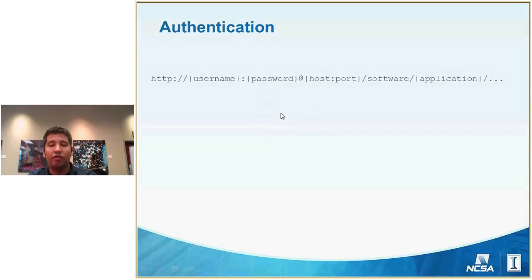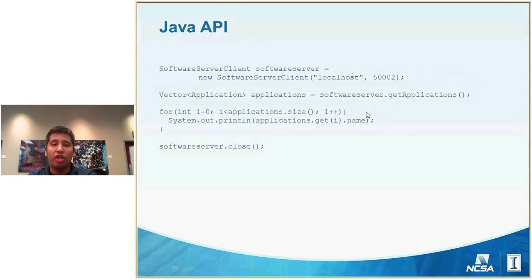So software servers also support authentication. Obviously, you don't want to let just anybody access your software or your machine. So in the software server, you could specify users and passwords. And the way you would then interact with the REST interfaces is that in the URL, you could specify these things as username, password at that particular host, and then the rest of the endpoint's the same as before to actually carry out your task. There's also a Java API to the software server, so it's fairly simple.